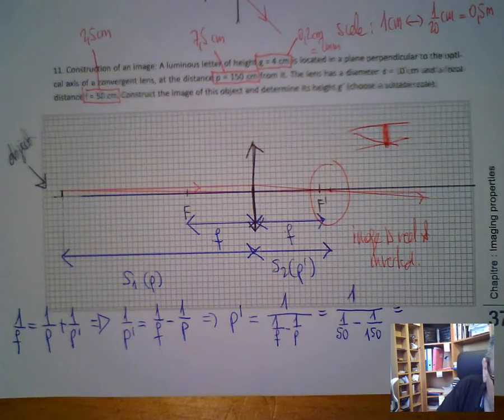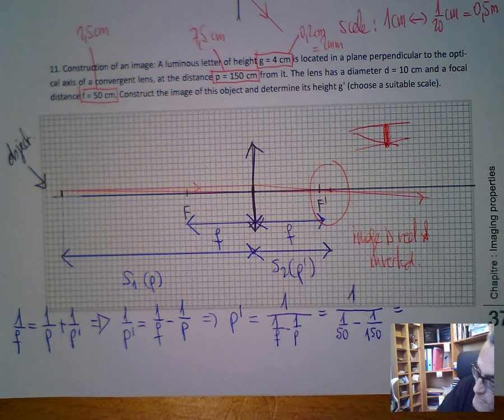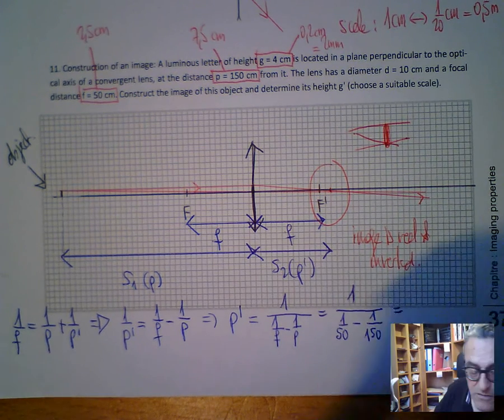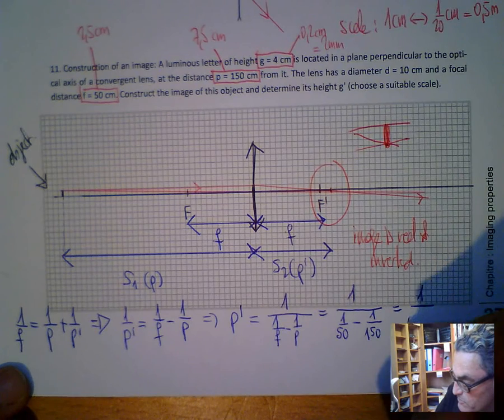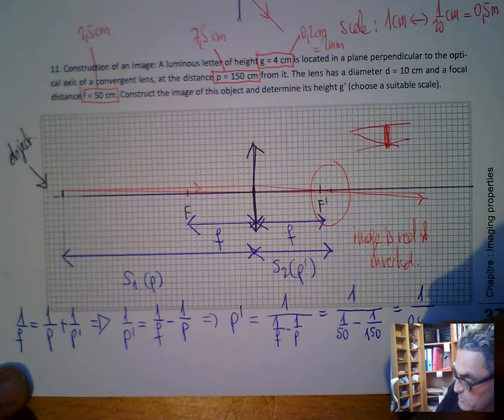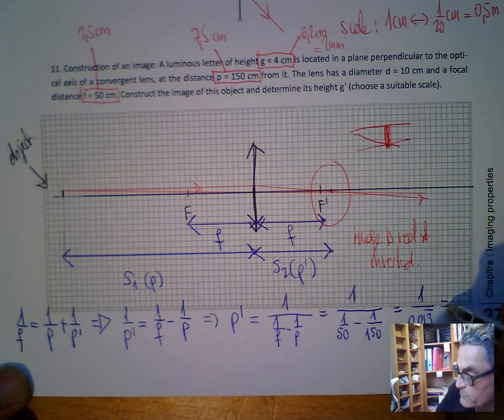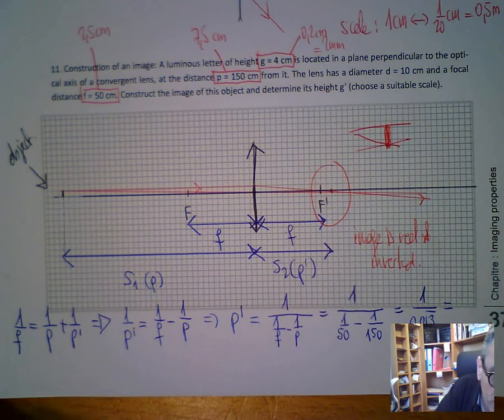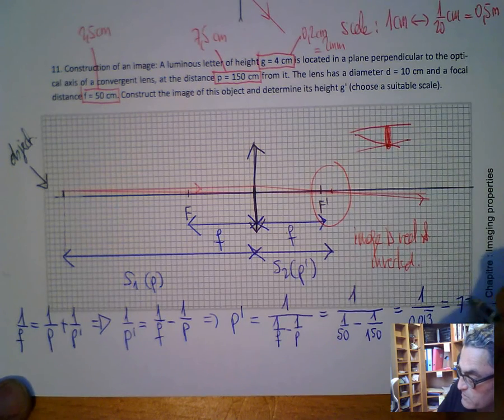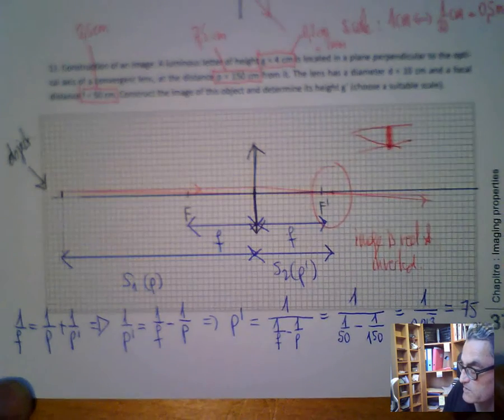1 over p, 1 over 50. 1 over 50 is 0.02, minus 1 over 150. Okay, this gives me 1 over 0.013 periodic. Actually, I don't care for this value because now I'm going to compute the inverse of that, and it gives me 75 centimeters.